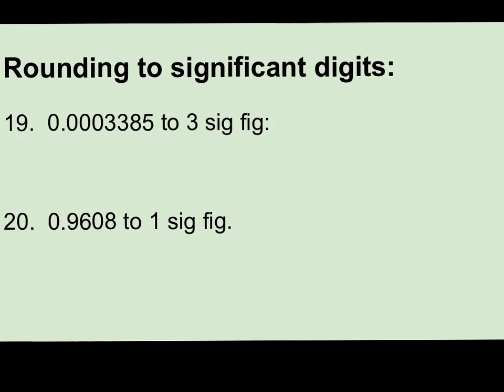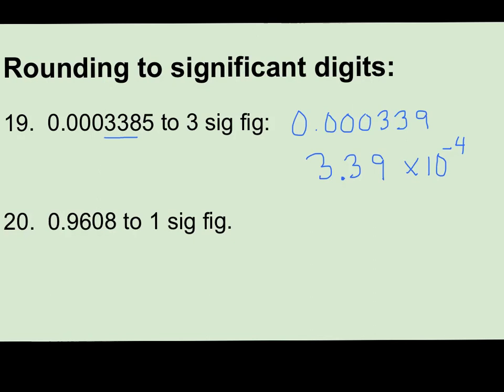For number 19, the first 3 significant digits in this number are 3, 3, 8. The zeros are not significant because they're to the left of a number. This 8 will be rounded up to a 9 due to the 5 next to it. So the correct answer to this will be 0.0000339. Or another option is just to write it in scientific notation. So keep the 3 and the 9, put in a decimal after the first value, and take it times 10 to the negative 4th.